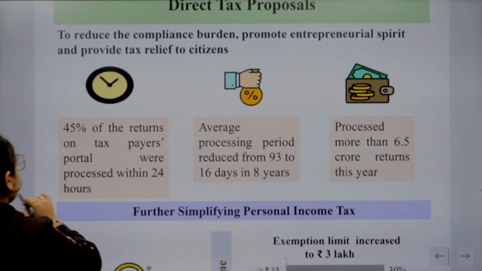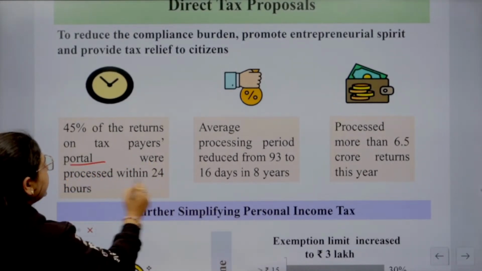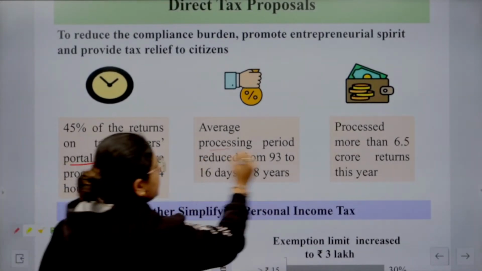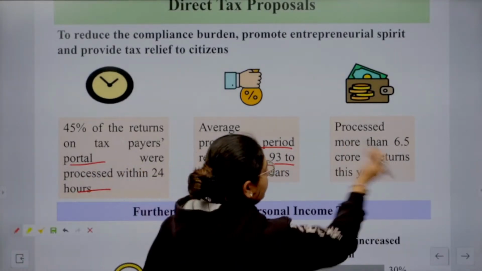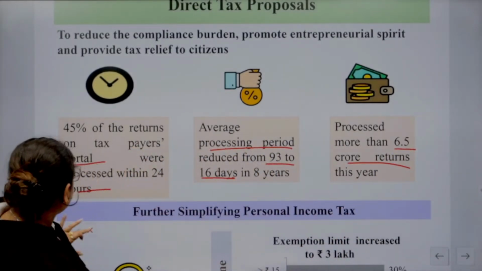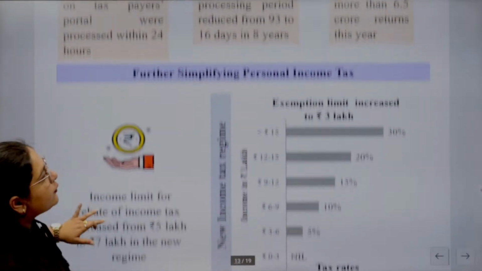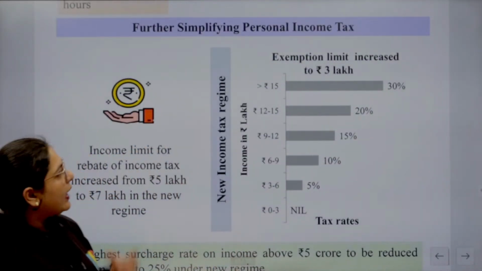So 45% of returns on the taxpayers portal were processed within 24 hours. The average processing period reduced from 93 to 16 days only, and more than 6.5 crore returns were processed this year. So again, hats off to CBDT that income tax procedures have been quite simplified.